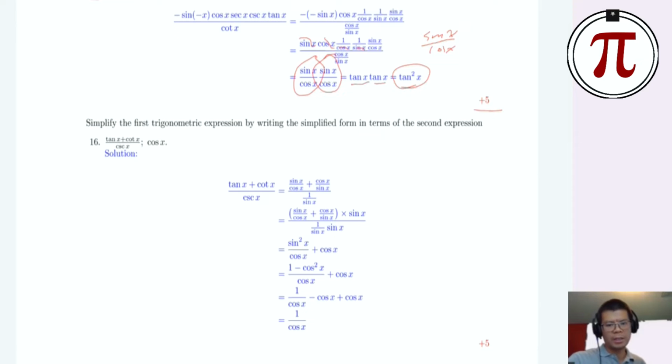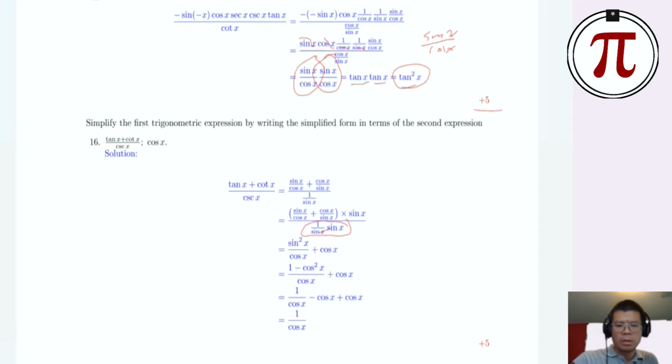In terms of the second, this is a similar example we did in class. Tangent plus cotangent over cosecant. Tangent is sine over cosine, cotangent is cosine over sine, cosecant is 1 over sine. So what we can do is multiply sine to the top and bottom. So the bottom becomes simply 1, because 1 over sine times sine is 1. This one disappears, so only the top is left.